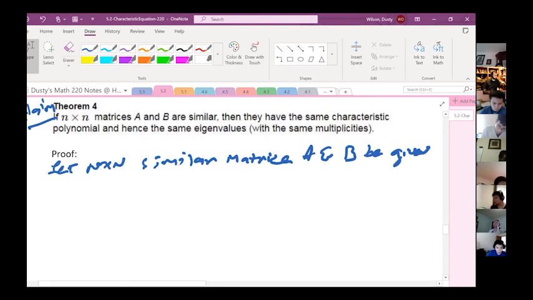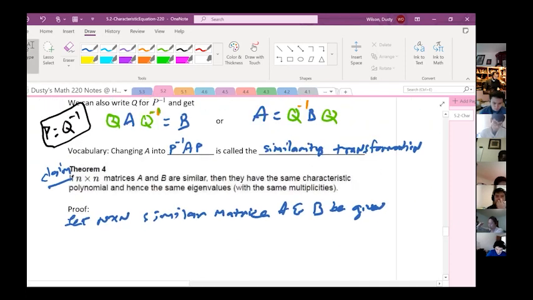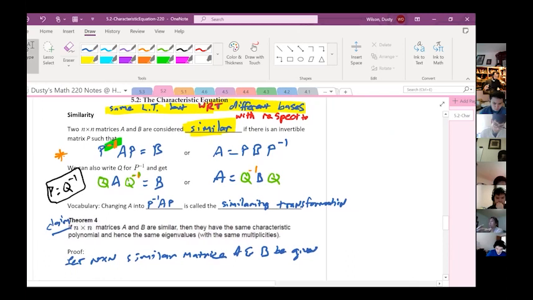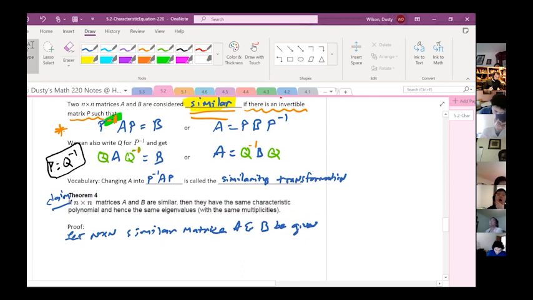So let's see, what does it mean for them to be similar? Look up at the definition. Anytime you see similar, you've got to continue on similar. That means there is a matrix P, this invertible matrix P. So that's where we're going to go next. We've got n by n matrices, similar matrices A and B given.